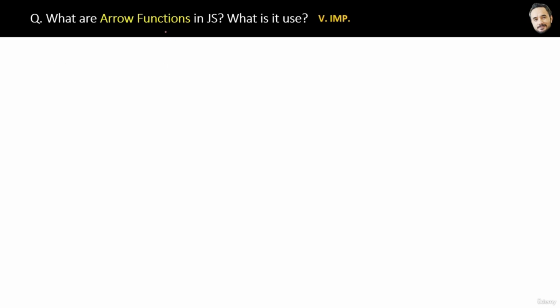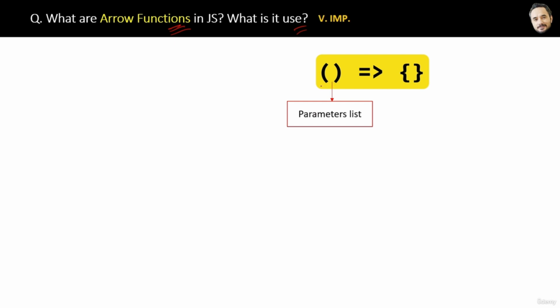What are arrow functions in JavaScript? What is their use? Nowadays, arrow functions are a very important part of any programming language. They are used everywhere in JavaScript applications. And an arrow function is just a shortcut way of writing normal functions. Like in normal functions, we have a parameter list and a function body, right? Similarly, in arrow functions, we have round brackets, an arrow operator, and curly braces.